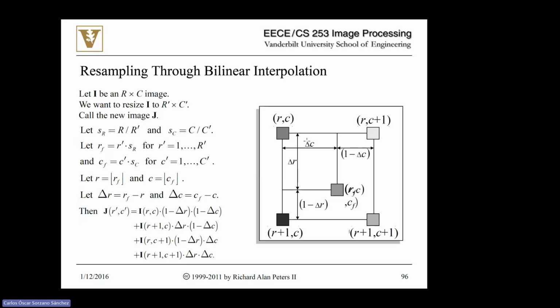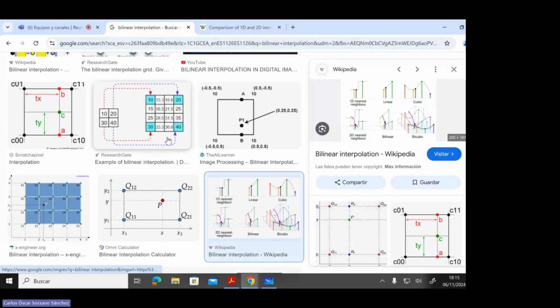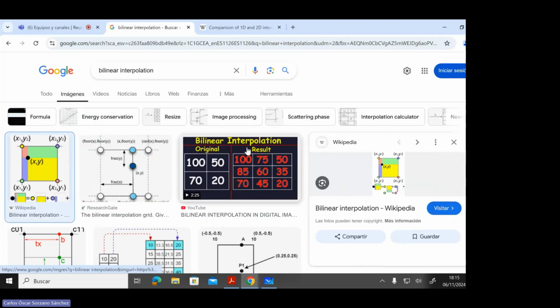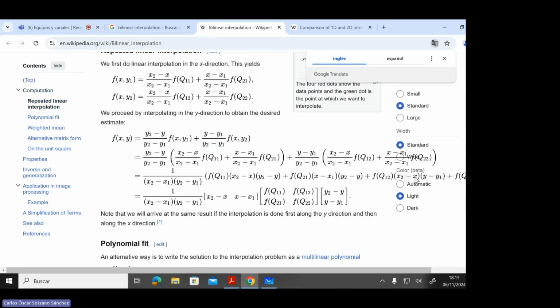If you are more or less in the middle, then the contribution of each one depends on the area that it has between your pixel, your fractional pixel, and the 4 nearby pixels. That is what in these drawings you will have. So this representation is here. It's also showing that.